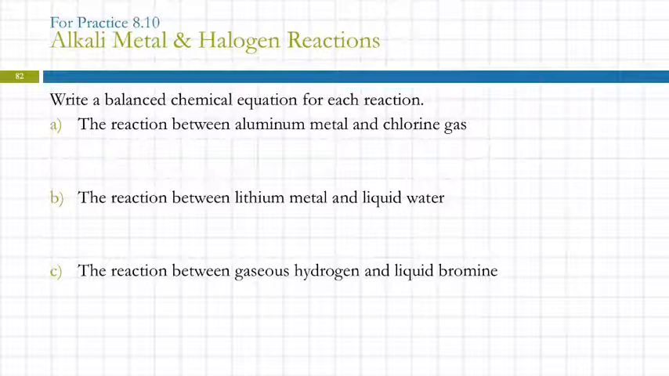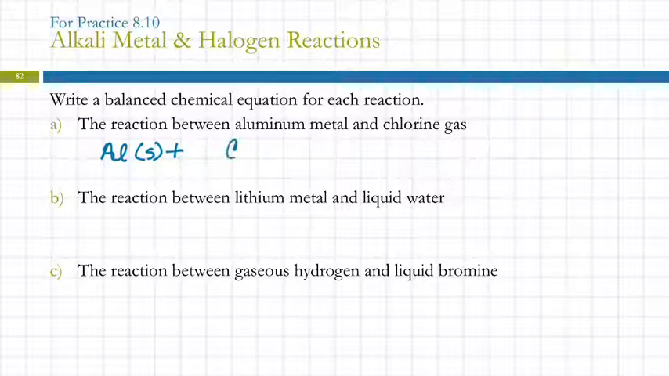So these sorts of questions can be a little bit challenging. Write a balanced chemical equation for each reaction. The reaction between aluminum metal and chlorine gas. Well, let's just see what we can do with this. So we need the reactants, right? Aluminum, solid at room temperature. And metals are never diatomic.